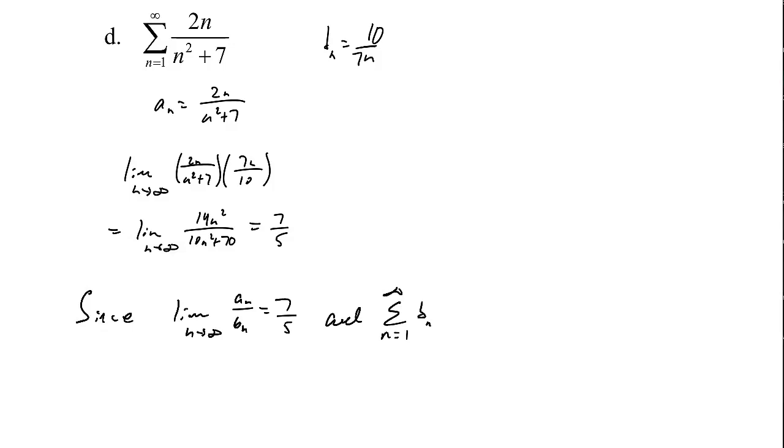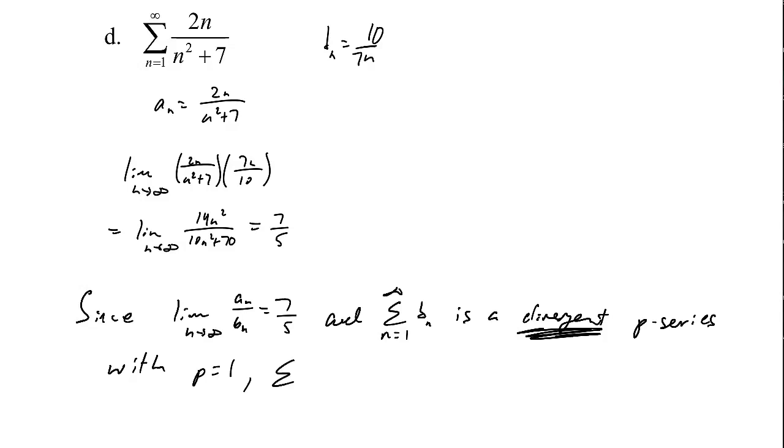b sub n, is a convergent p-series. Oh, convergent. What are you talking about? Divergent. Holy cow. Divergent. P-series with p equals 1, which is why it diverges. It has to be greater than 1. Holy cow. And that tells me that the one that I care about, a sub n, diverges by the limit comparison test.